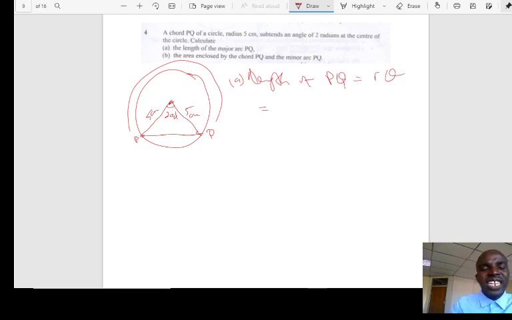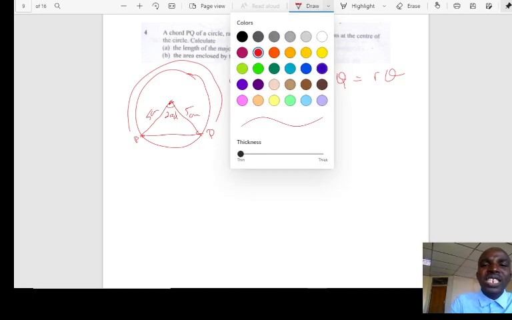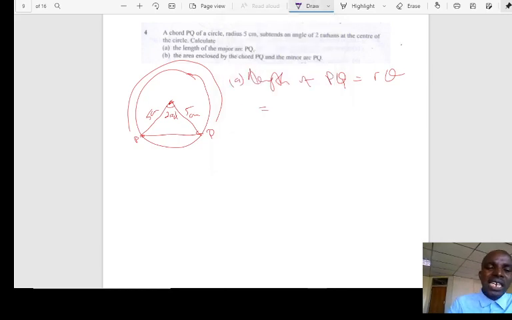Now we have to find the r. What is our r? It's 5. We have to find theta. What is theta? In this case, the angle that we are supposed to use is the angle subtended by the major arc at the center of the circle, which is this angle here. It will be 2 pi minus 2 radians, right? So it's 2 pi minus 2 radians.